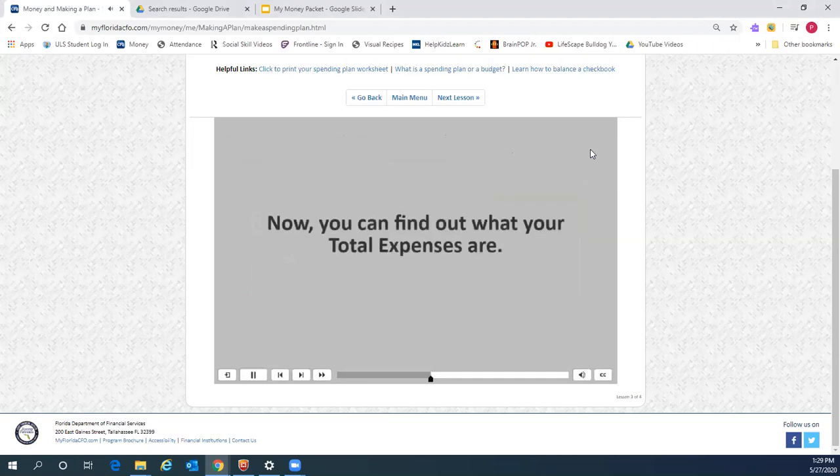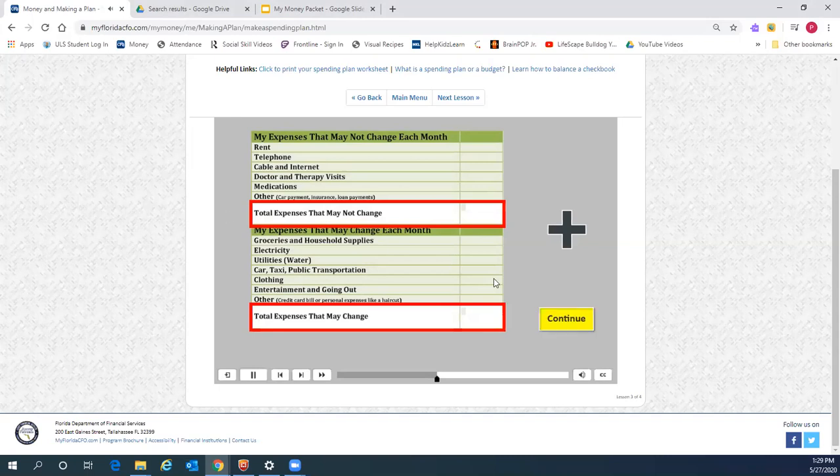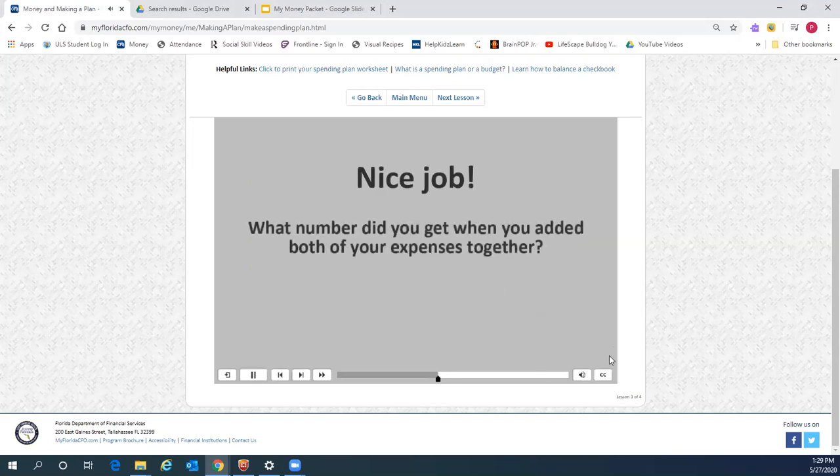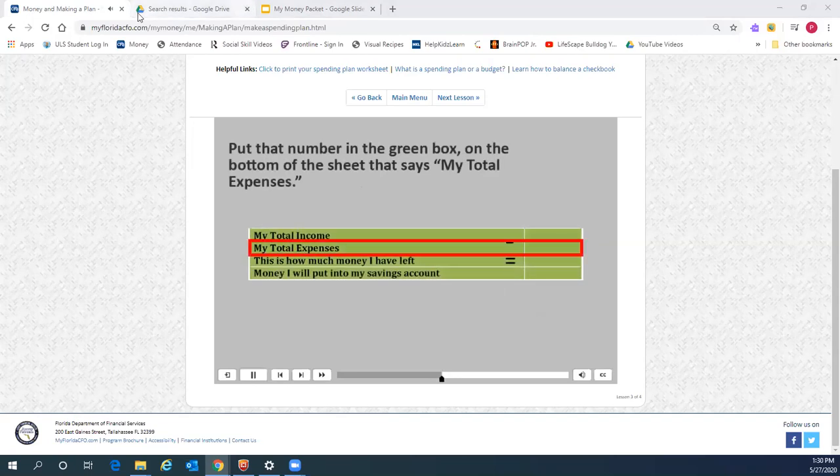Now you can find out what your total expenses are. Next, take the number in the white box next to total expenses that may not change and add it to the number in the white box next to total expenses that may change. Nice job! What number did you get when you added both of your expenses together? Put that number in the green box on the bottom of the sheet that says My Total Expenses. Let's move on.